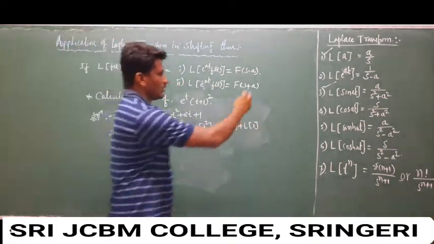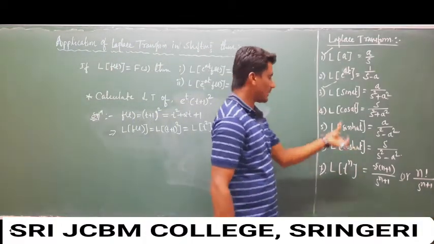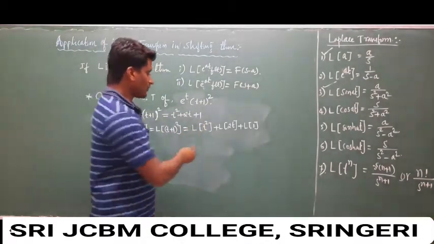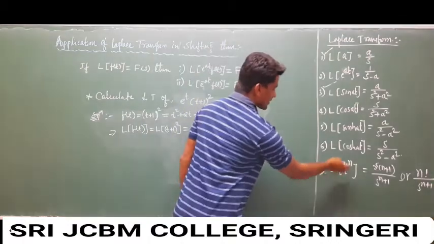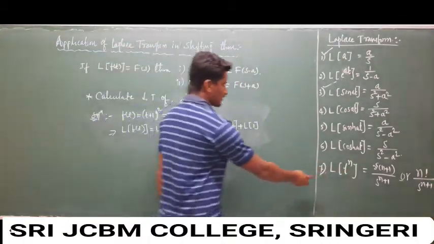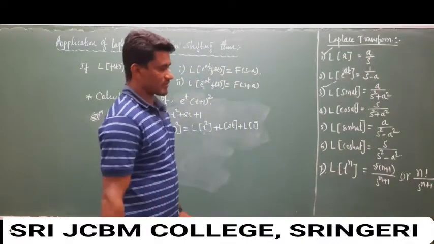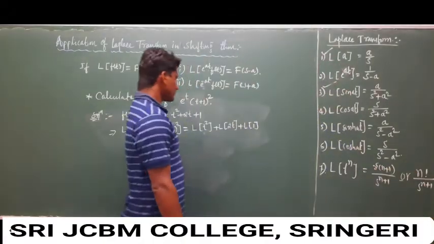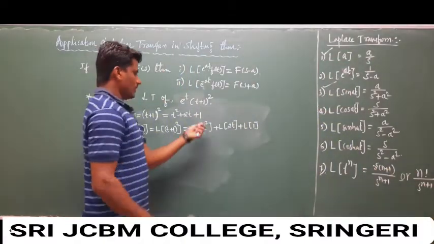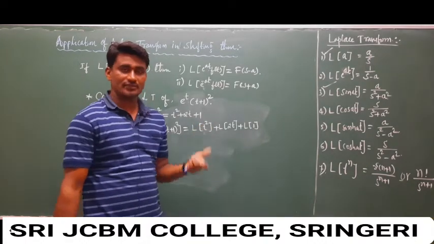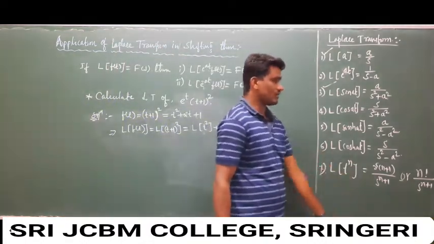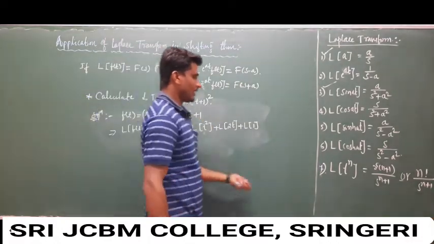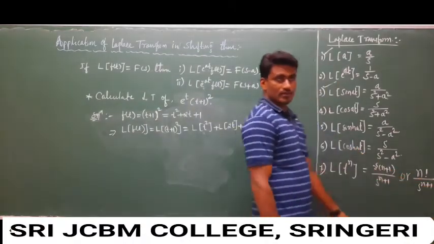Now look at some standard rules of the Laplace transform. First, calculate the Laplace transform of t square, and we compare this with the Laplace transform of t to the power n. There are two conditions for t to the power n. One is gamma of n plus 1 over s to the power n plus 1, or n factorial over s to the power n plus 1. If the value of n is a fraction, then we apply the gamma function, and here the value of n is an integer, so it is better to apply n factorial over s to the power n plus 1.